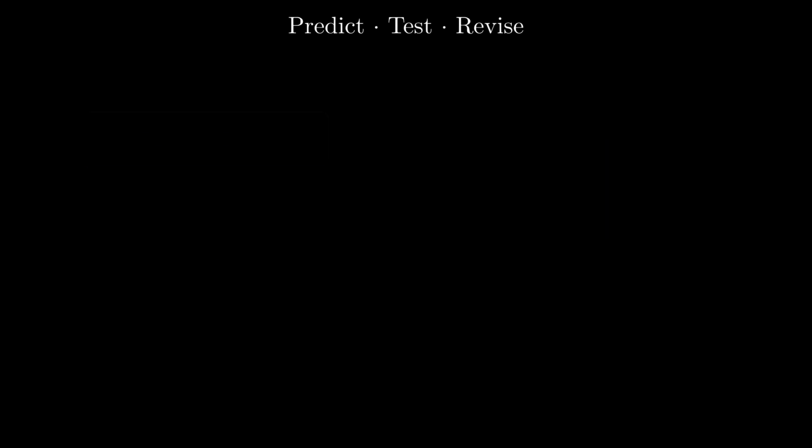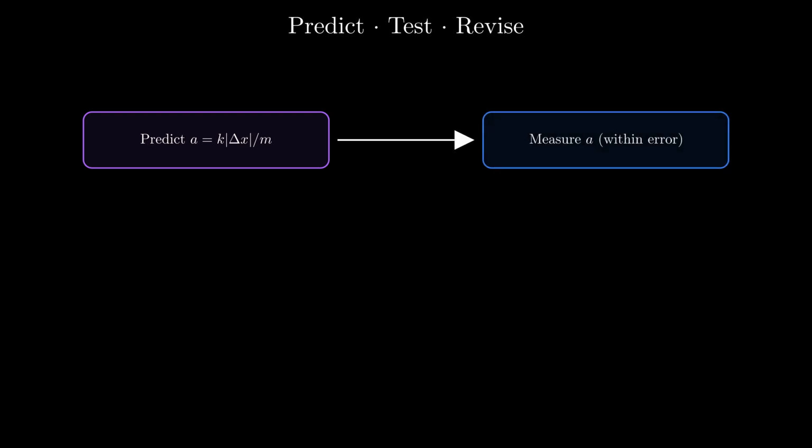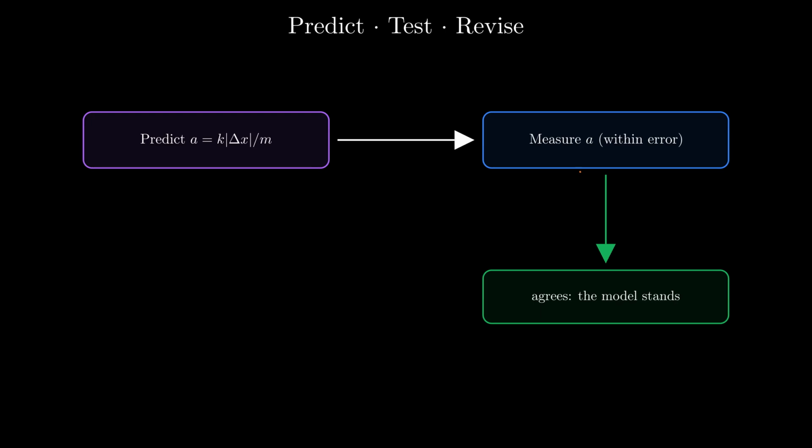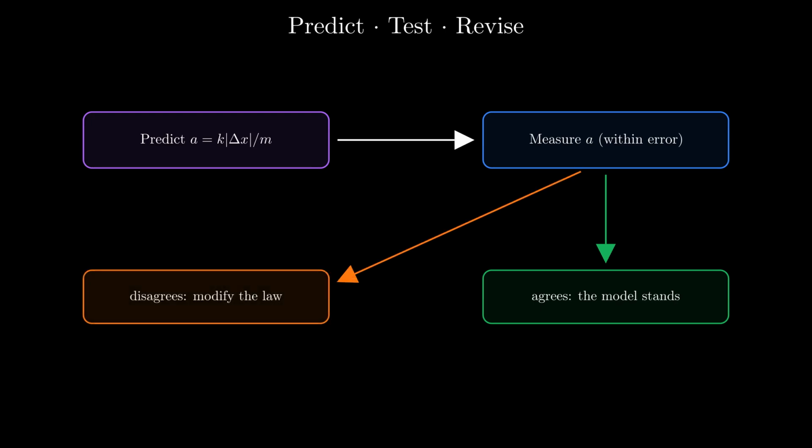Then comes the reckoning. Carry out the experiment, measure the acceleration within your error bounds, and compare it against the prediction. If they agree, the model stands. If the measured acceleration disagrees with the predicted one, the force law needs modification. This willingness to adjust, correct, or even reject a model in the face of new evidence is precisely what lets our description of forces reach into ever larger domains.